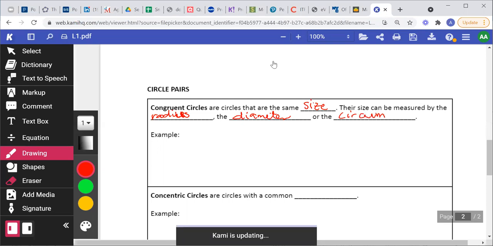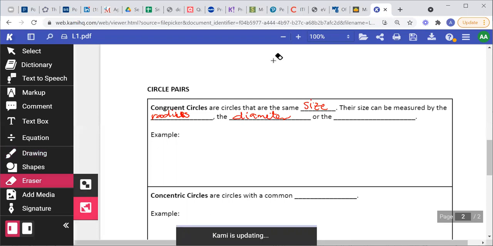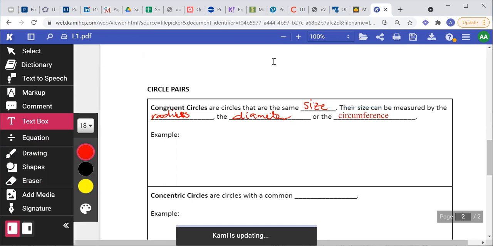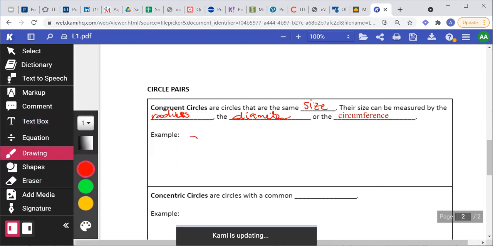Let me type this one because my handwriting is quite ugly. And the circumference is just the distance around the circle. If you are drawing a circle, you move from here till here. That's the size of the circle. That's what we call the circumference.